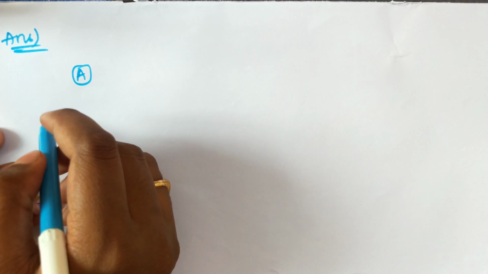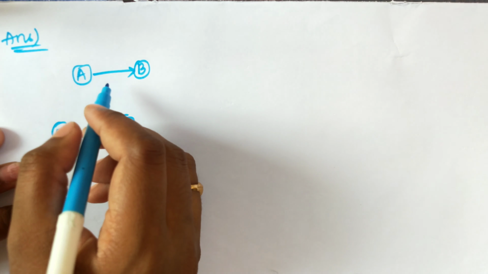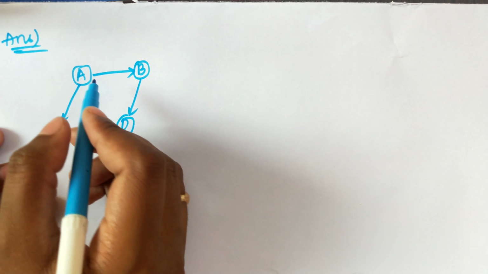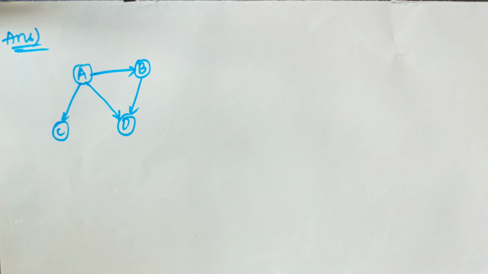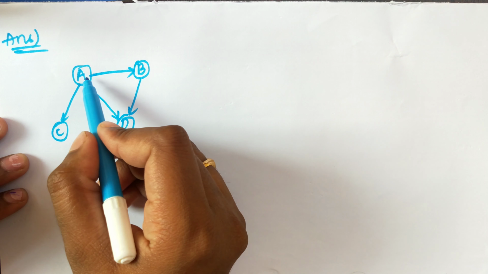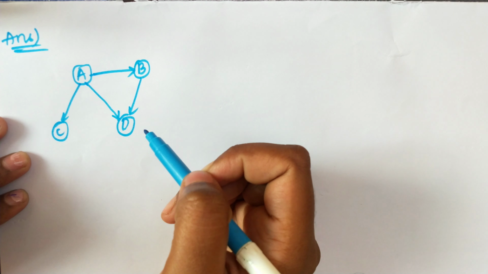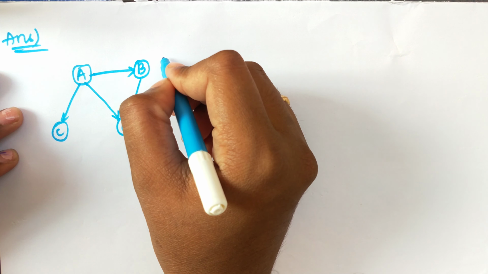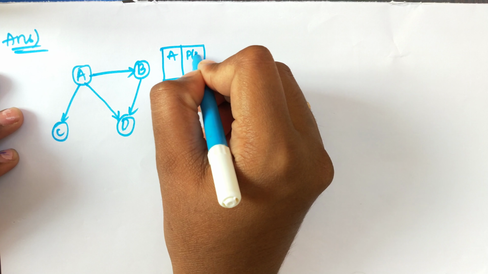First we need to find this conditional probability table. So first draw the network: A, C, B and D. These directions are very important. Here B is dependent on A, C is dependent on A, D is dependent on both A and B. Now B is dependent on A, right? So for A, we need to find probability of B.